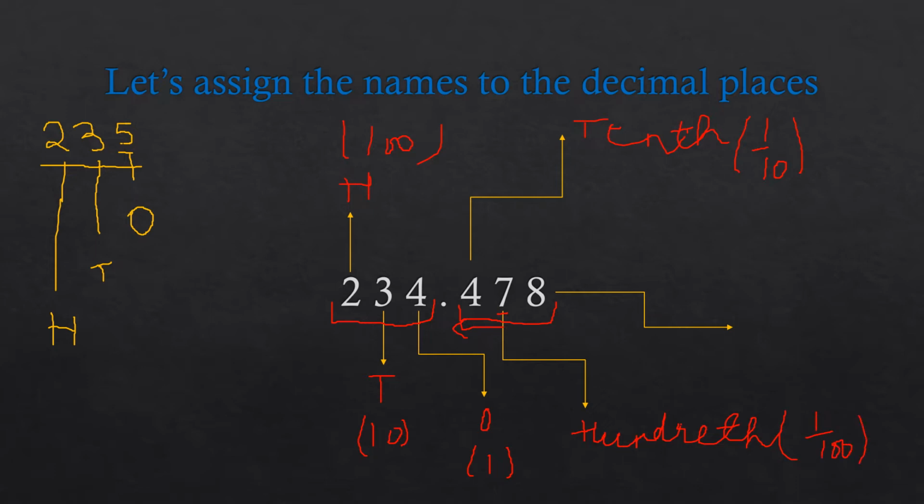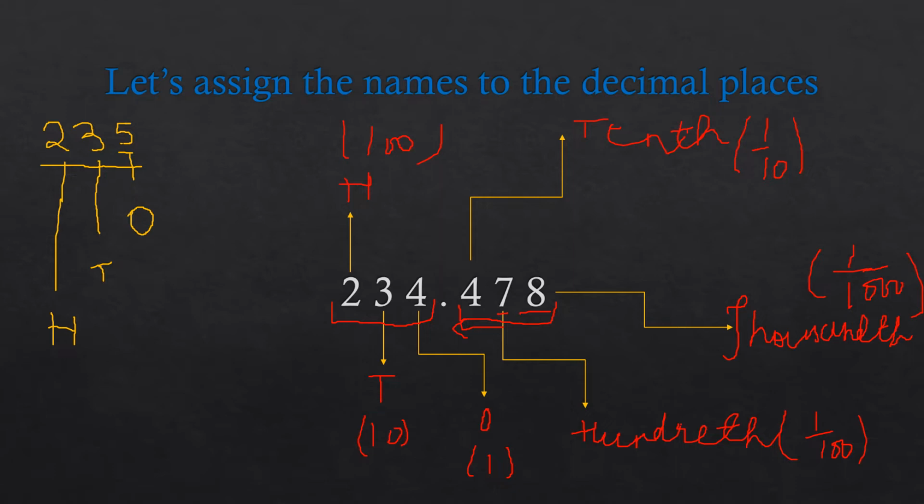Now the last number we are having is 8. This 8 is at thousandth place, and this is simply represented as 1 by 1000. So this is how the names of the decimal places are assigned, right?